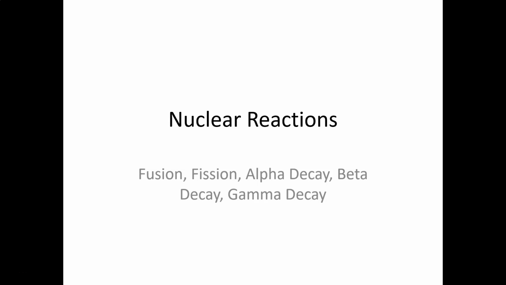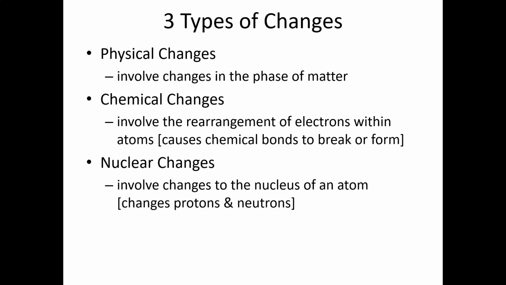All right, so let's talk about nuclear reactions. The first thing we want to talk about is types of change. There's three main types of changes in chemistry. One is a physical change. That usually involves just a phase of matter change, like going from a solid to a liquid, or from a solid to a gas, as we have in sublimation. A physical change could also just be something changing shape or breaking. If you broke a stick in half, it's gone through a physical change.